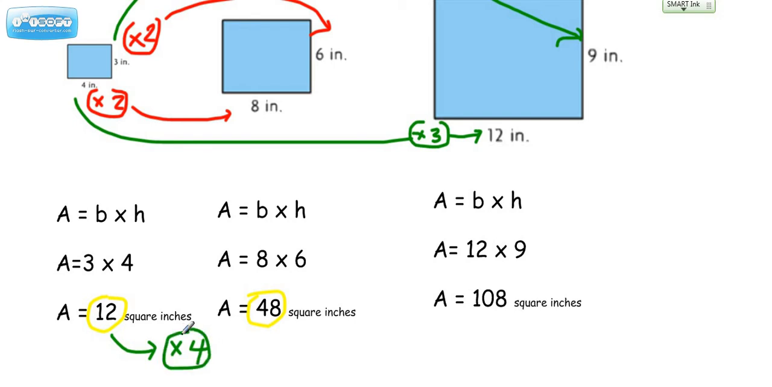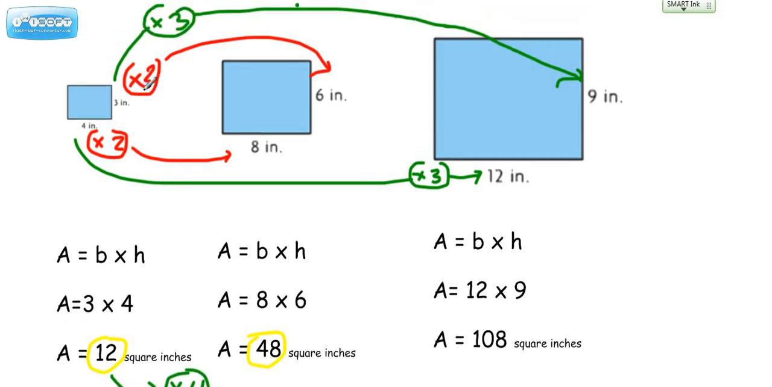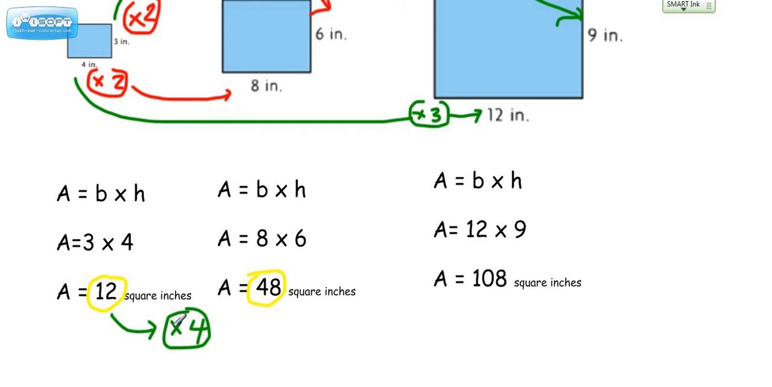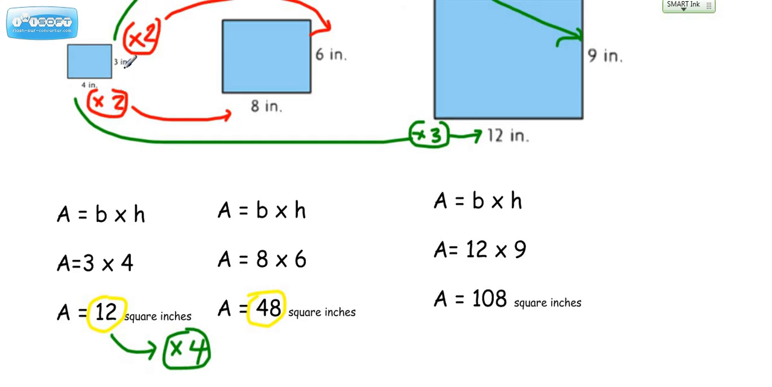Now I want to point something out to you. You know how we change the dimensions by multiplying by 2? Well, did you know that this 4 is the result of squaring this? 2 squared would be 4. So that's kind of a nice little shortcut if you understand it.